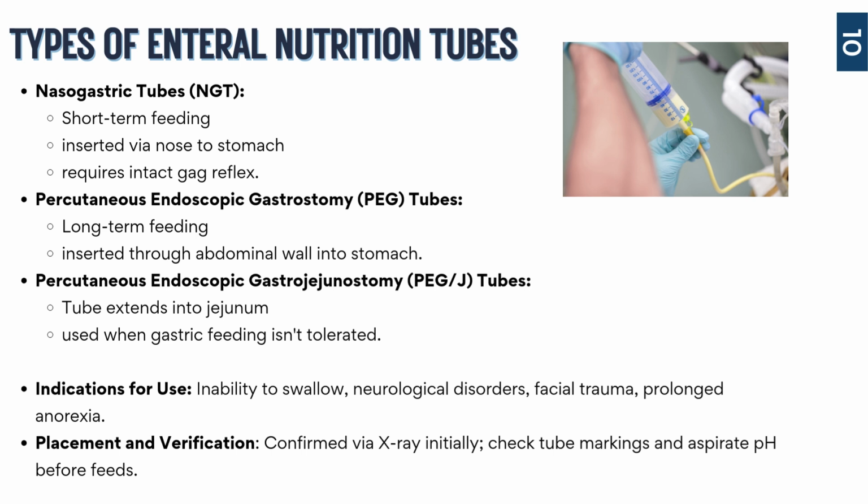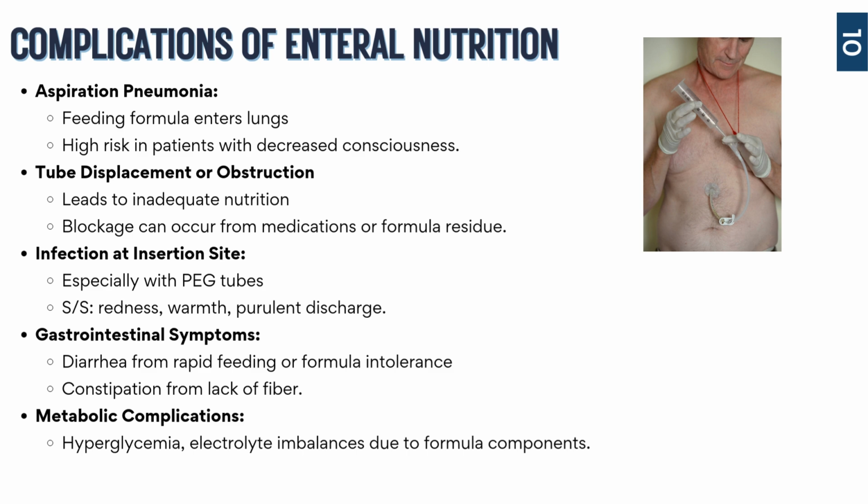So you need to be verifying tube placement. That is essential to prevent complications like aspiration. And to verify tube placement, you need to use methods like x-rays initially, and also regular checks of tube length and aspirate characteristics like the pH level. Again, should be reviewed. Enteral nutrition, while beneficial, also comes with some potential complications.